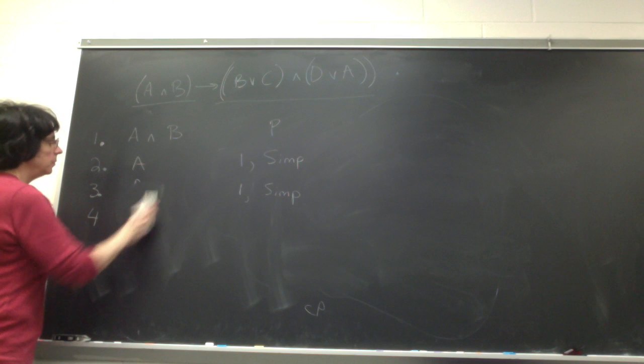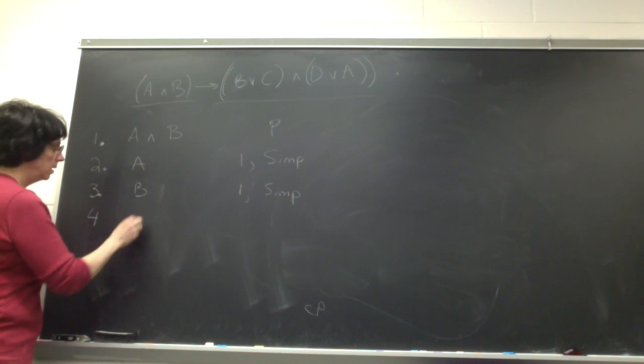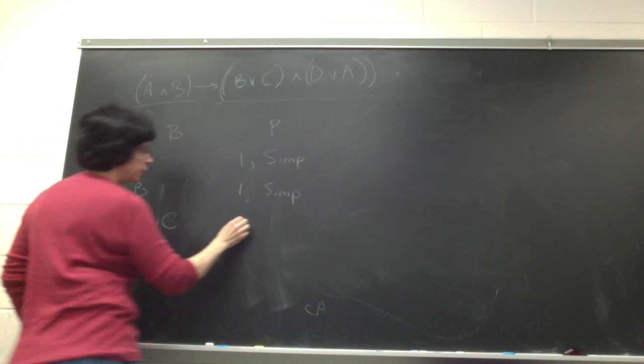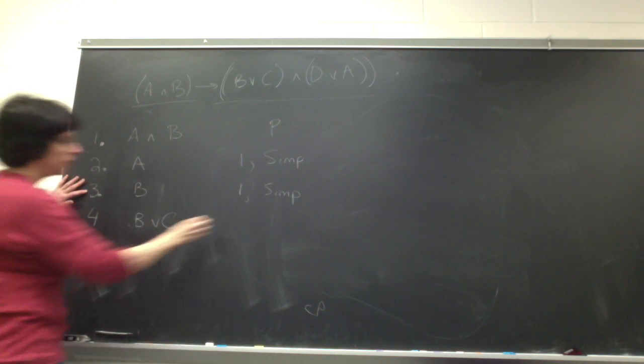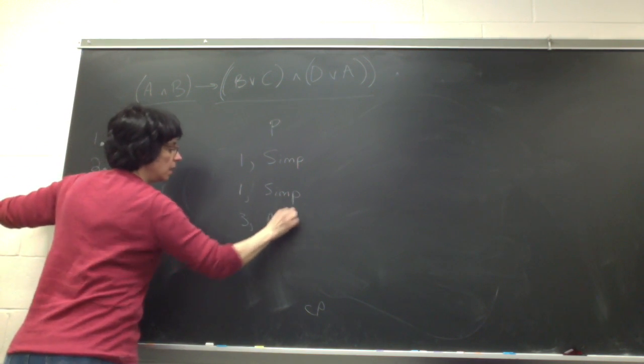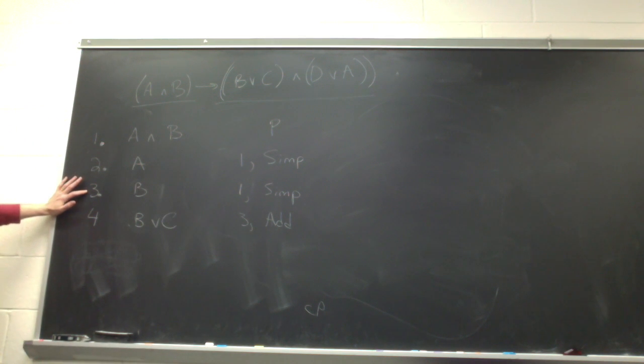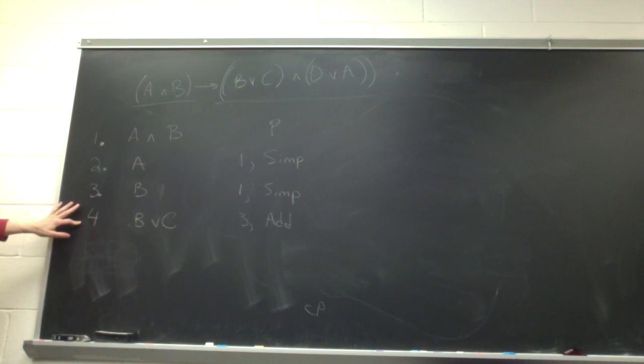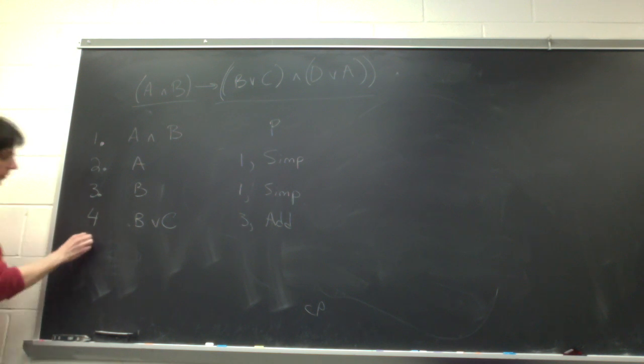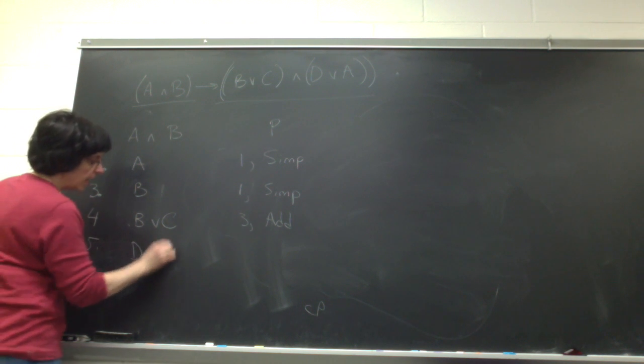Right? So let's do the first one. B or C is true based on line 3 and addition, right? You guys with me? You have the rules out? Okay. Ah, perfect. Thank goodness for phones. And you guys are all looking at the rules somehow? Yes? Okay. So B or C is 3 in addition, and I think I can also get D or A by 2 in addition.